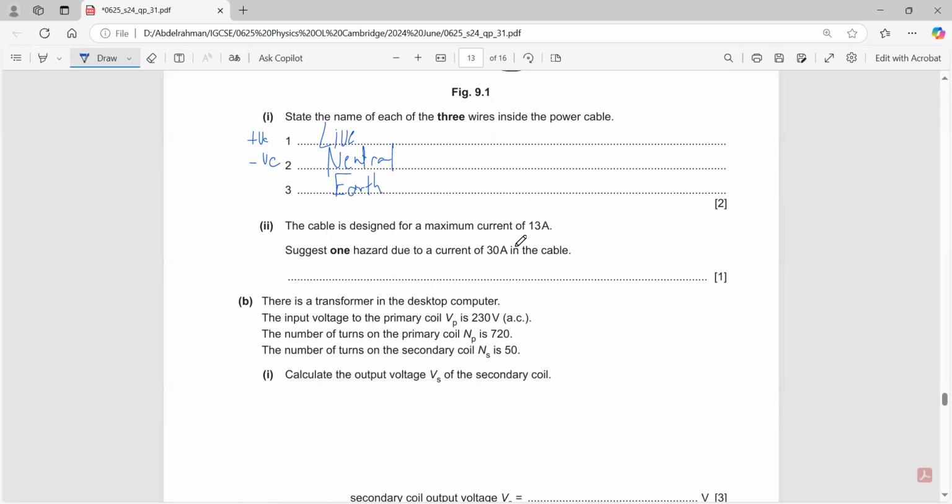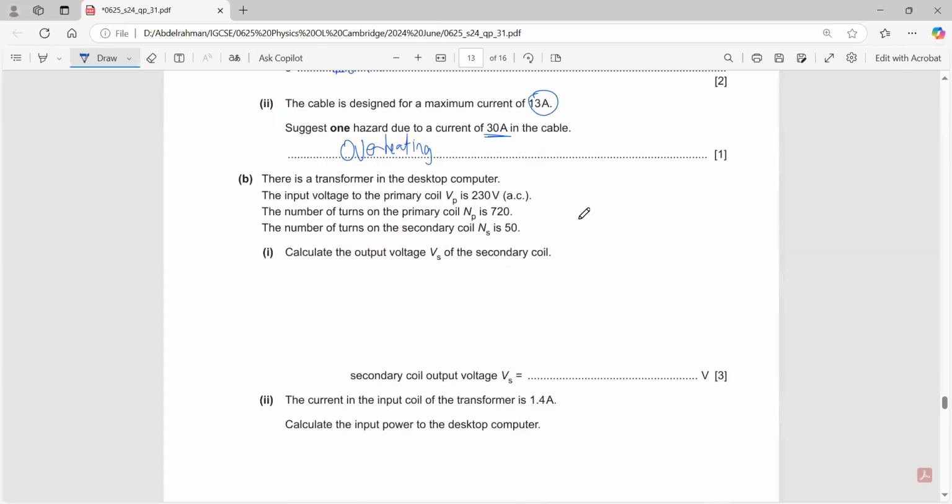So just one hazard due to a current of 30 amperes. If this wire is designed to sustain 13 amperes, and you increase the current too much, what happens? Yes, overheating. Overheating, yes. That's why we have fuses.